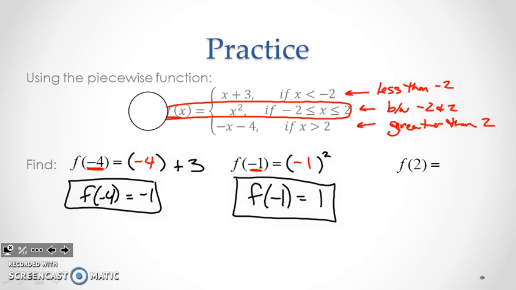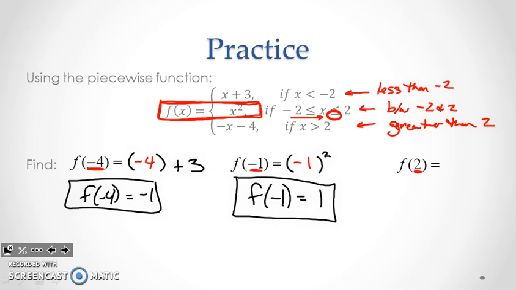Okay, and then the last one. Okay, this is kind of a tricky one here. I'm telling you that my x equals 2. Is 2 in between -2 and 2? Is 2 greater than 2? Well, really, it's neither one of those two, right? So we're going to have to pay attention to the "less than or equal to." That means our middle one, we are including the 2. This is the one that I'm going to use because I'm including the 2.